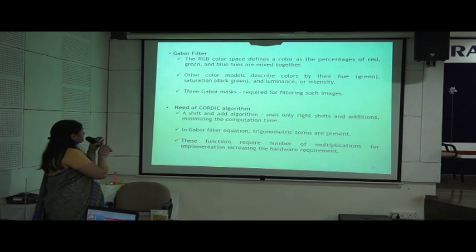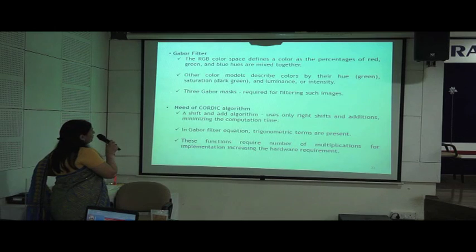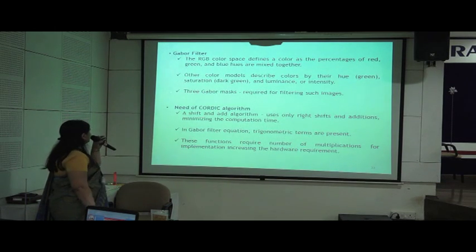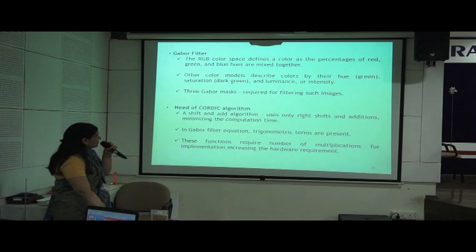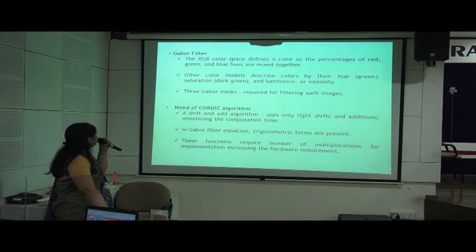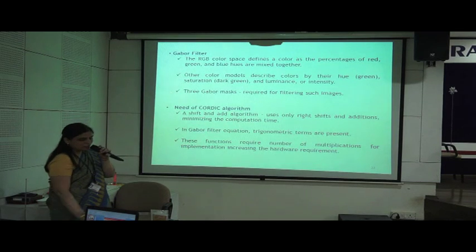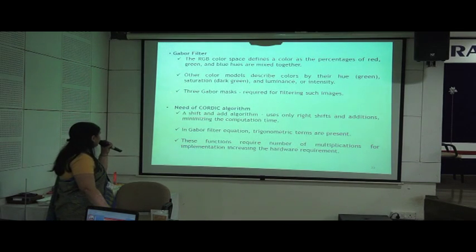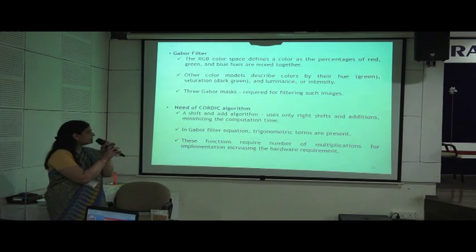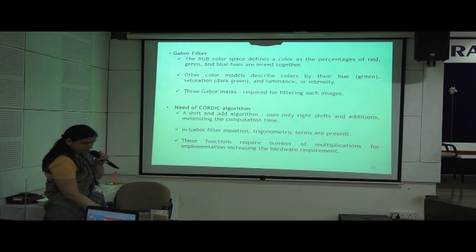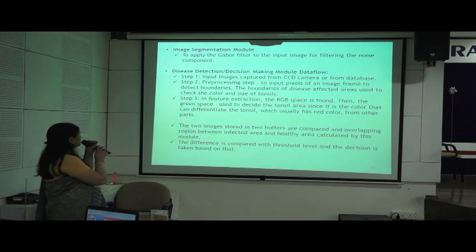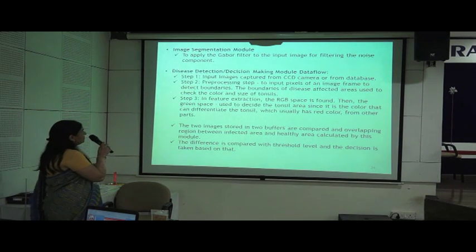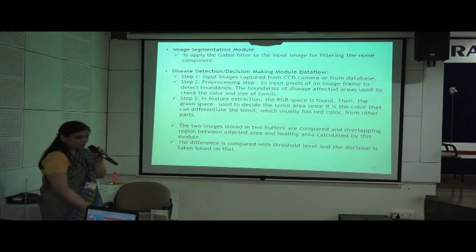Then the Gabor filter. Since the Gabor filter is useful for textural properties of the image, the RGB color space defines a color as a percentage of red, green and blue hues mixed together. 3 Gabor masks for RGB are required for filtering such images. Then the need for the coding algorithm: because the Gabor filter consists of some trigonometric terms, this algorithm is used, which is a shift and add algorithm that uses only right shifts and additions, minimizing the computation time. Then the image segmentation module: here the Gabor filter is applied to the image for filtering the noise component.